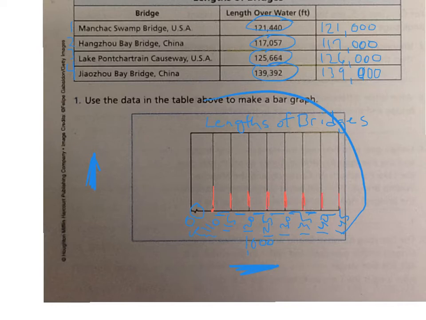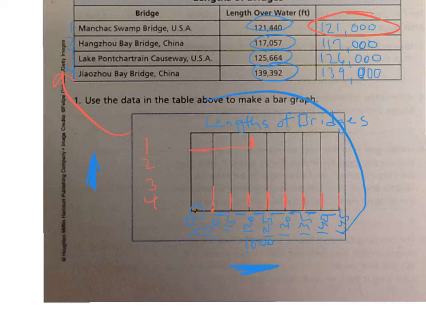So now I'm going to put number 1, 2, 3, and 4. These are the numbers that coincide with the numbers up there. So the first bridge is 100. We said we're going to do 121,000. So I'm going to say 121,000 will end really close to right here. Let's go a little over 120,000.